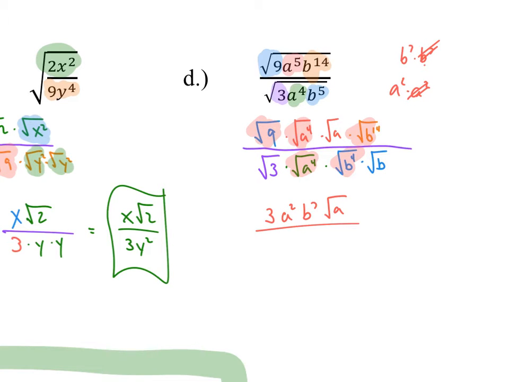On the bottom, what was reducible would be the square root of a to the 4th, and that's a squared, like we talked about already. Square root of b to the 4th, so what times itself is b to the 4th? That'd be b squared.